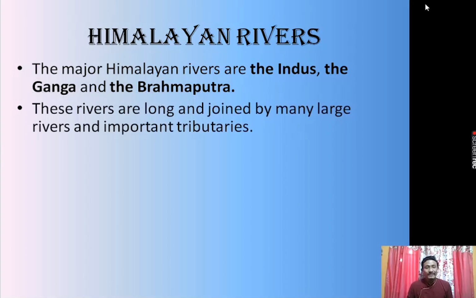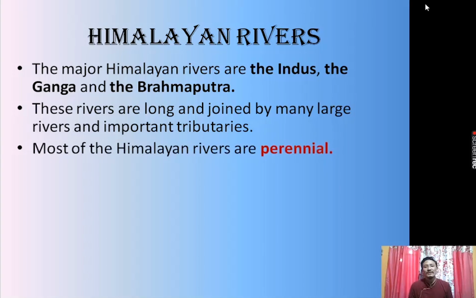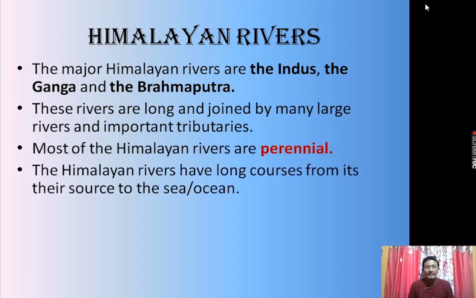These rivers are long and are joined by many large rivers and important tributaries. That means the river does not have the same volume from its origin; the volume of water increases through the contribution of the major tributaries. Most of the Himalayan rivers are perennial, as I have already mentioned, which means they flow throughout the year. And the Himalayan rivers have long courses from their source to the sea.